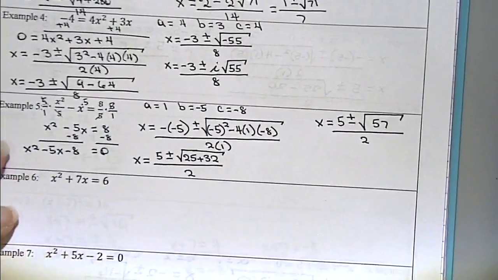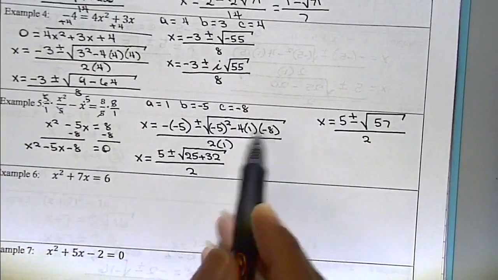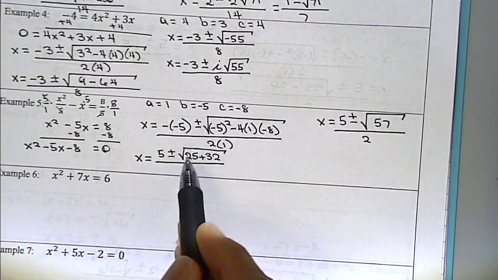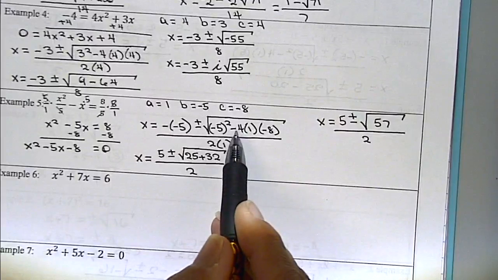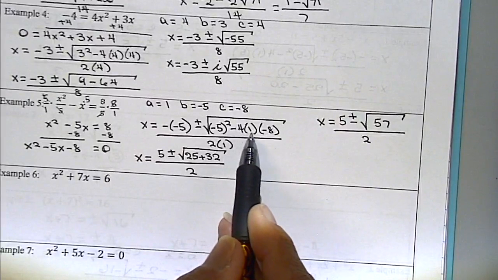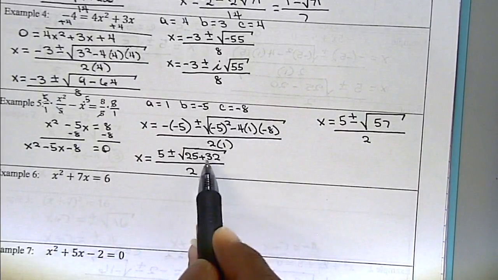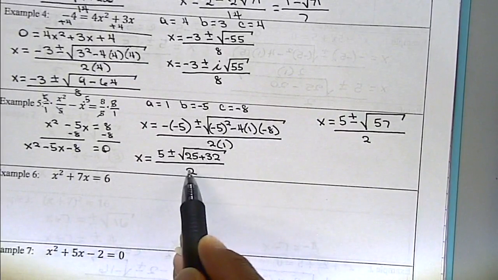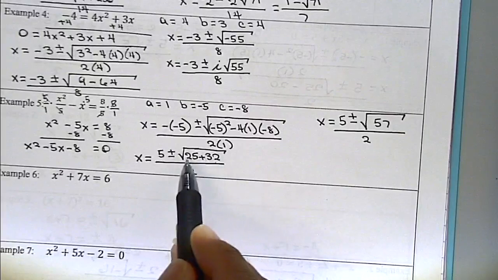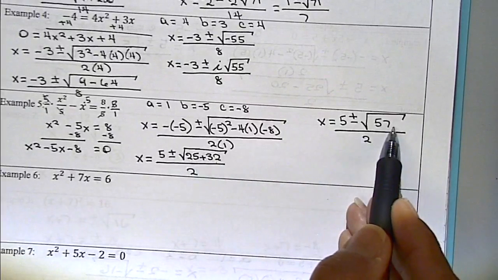Okay, did you get here? All we had to do was say negative 5 squared is 25, minus 4 times 1 times negative 8, well, that's two negatives multiplied together, is going to give me a positive 32, divided by 2. And when I simplified this, 25 plus 32 gave me the square root of 57.